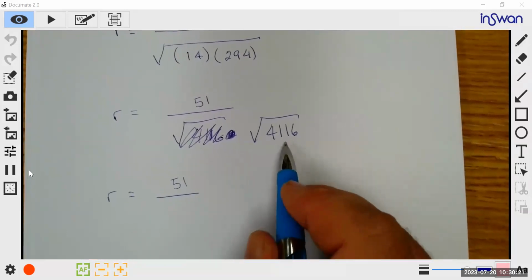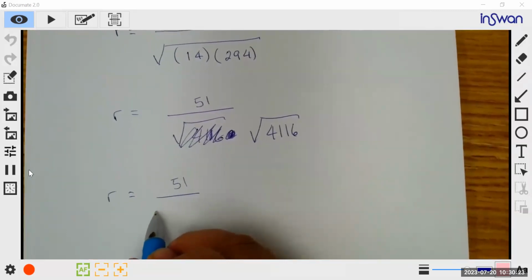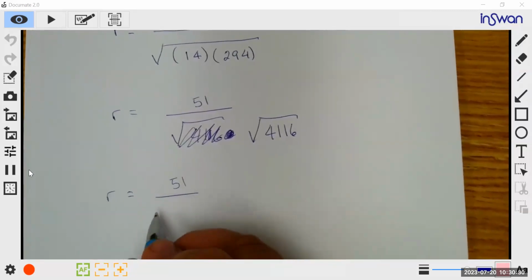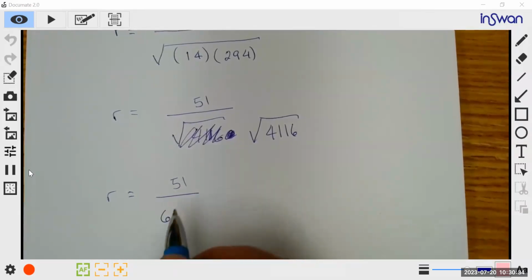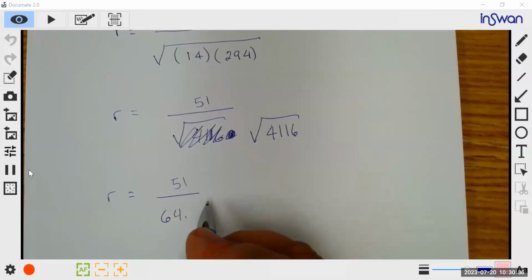The square root of 4,116 is 64.156. They give me 3 decimal places.